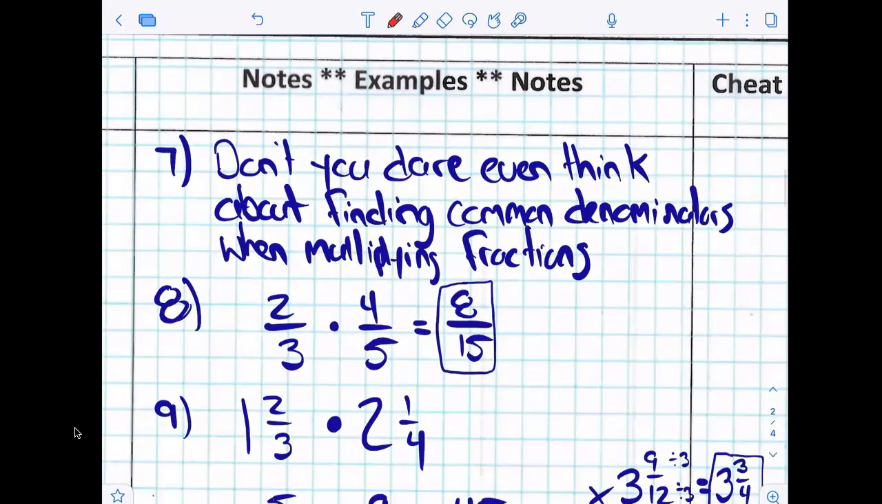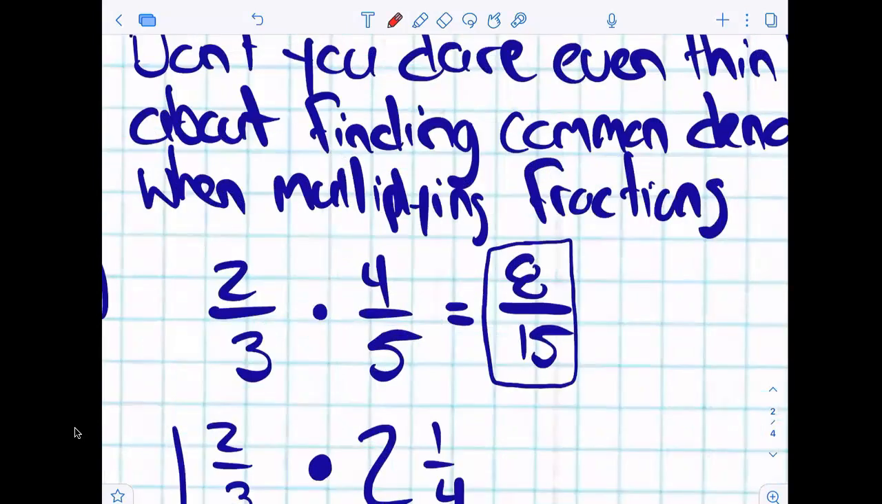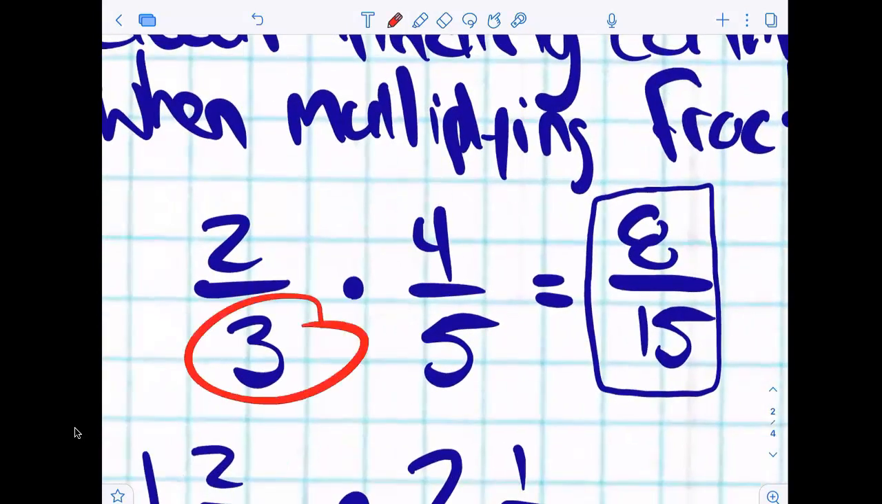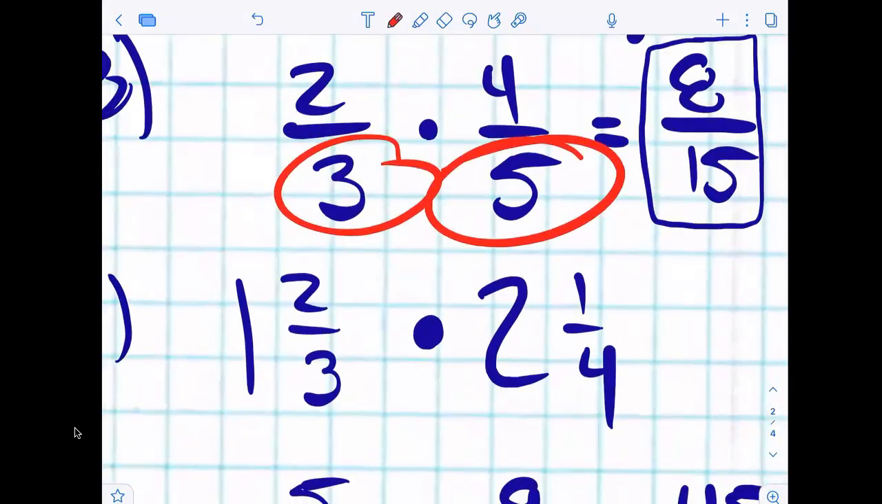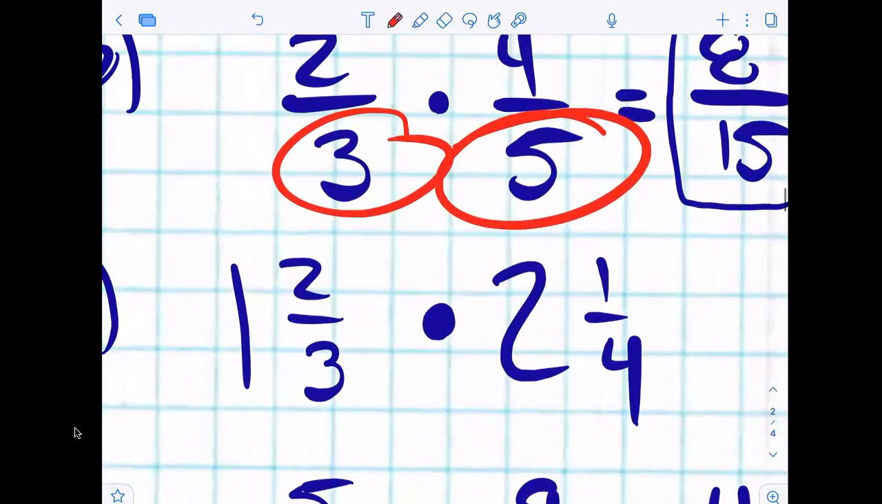1, 2, 3. Don't you dare even think about finding common denominators when multiplying fractions. 2/3 and 4/5. Are the denominators the same? No. Do we care? No. We just simply multiply straight across whether the denominators are the same or not, right? Yes. We have a 1 2/3 times a 2 1/4.